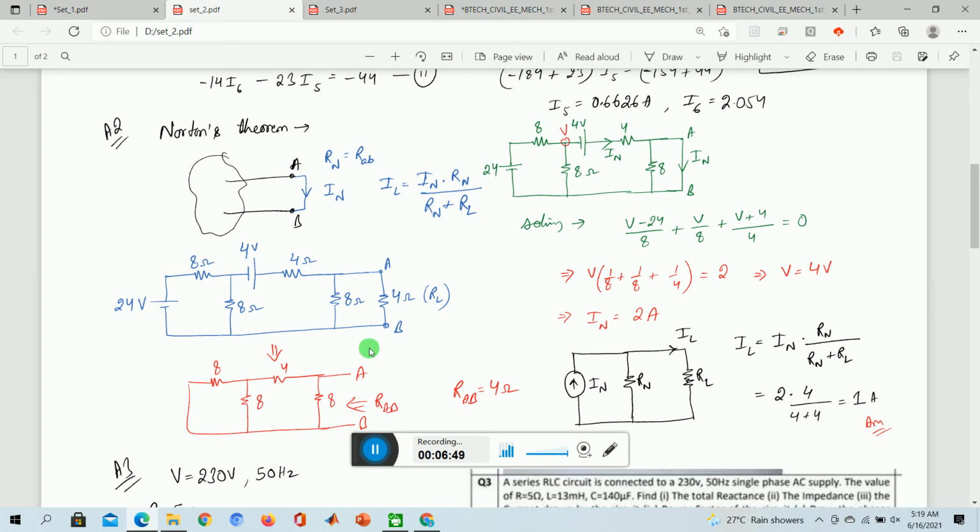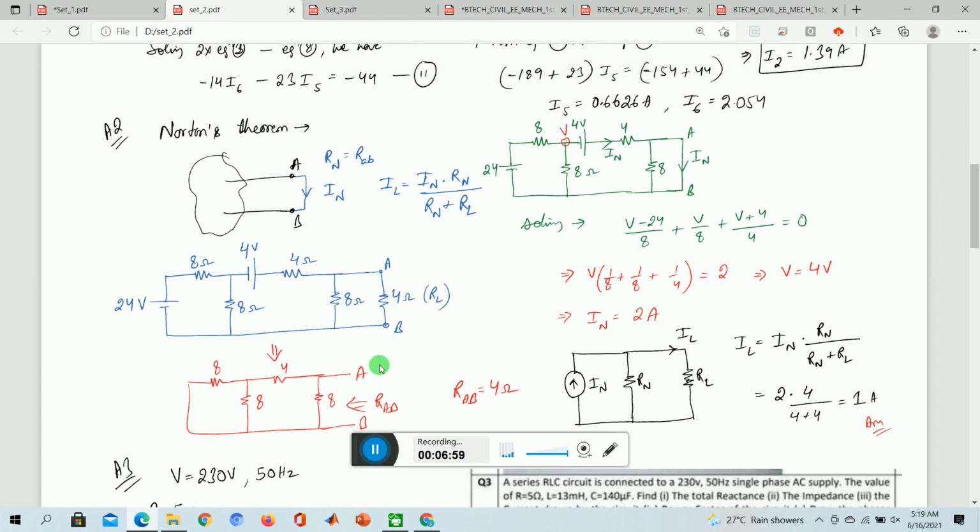The numerical is given over here. The load is fixed here, that is 4 ohm between A and B. Now when we redraw this circuit, redraw here, this A and B, we replace the 4 ohm and short circuit, and this current is from A to B. IN is the current which is flowing from A to B. Since we short circuit the 8 ohm, whatever the current is from A to B, the same current will be reflected from here also. So we know now what is the value of IN.